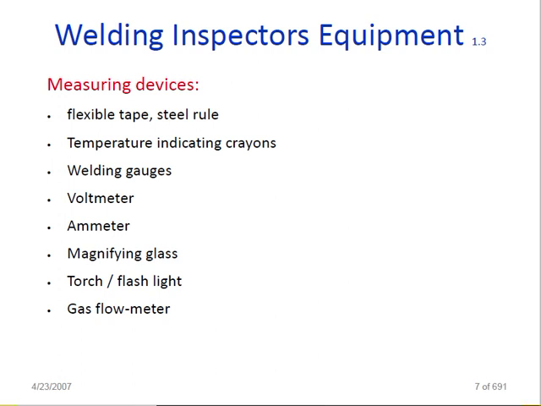Torch flashlight, for areas that are not accessible, so we need a torch in that area. Where the welding area is not accessible, the welding can be checked by flashlight so you can see the weld visually. A gas flow meter is also needed sometimes.